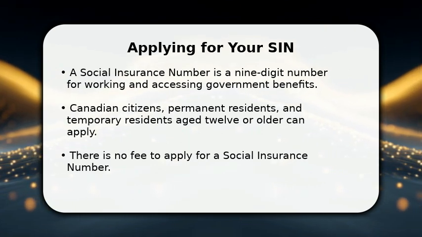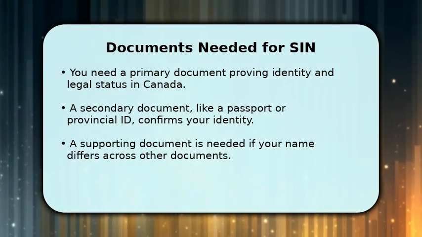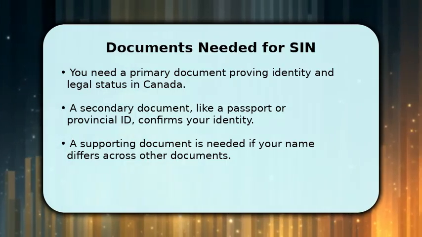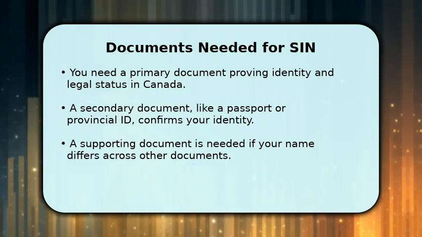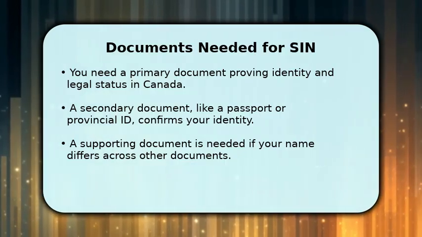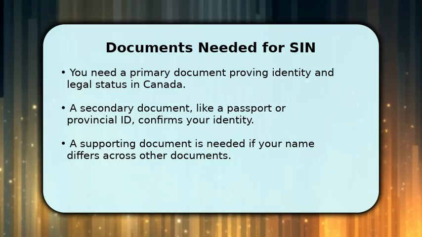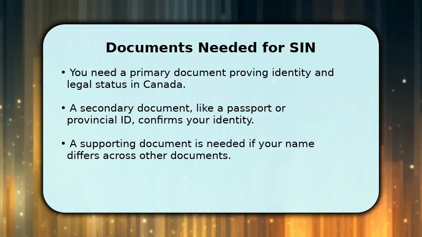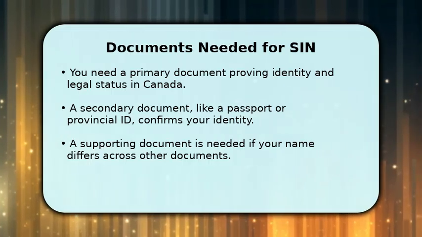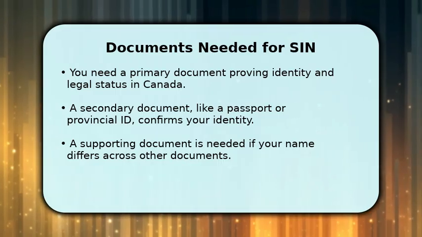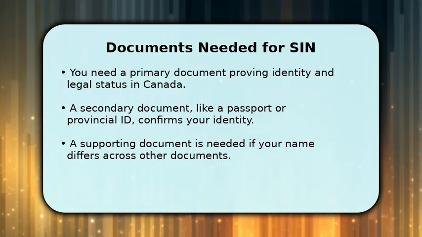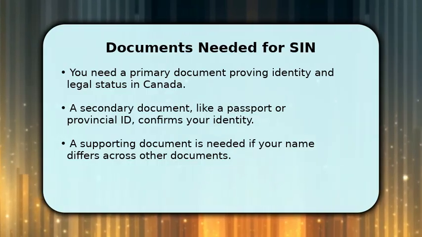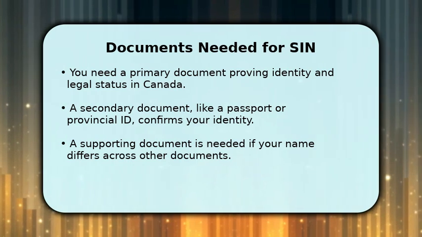To apply for your social insurance number, you will need to gather a few key documents. First, a primary document is required to prove your identity and legal status in Canada, such as a birth certificate or immigration document. Next, a secondary document like a valid passport or a provincial identification card will confirm your identity. If your name varies on any of these documents, a supporting document like a marriage certificate will also be necessary. Remember, all documents must be original.